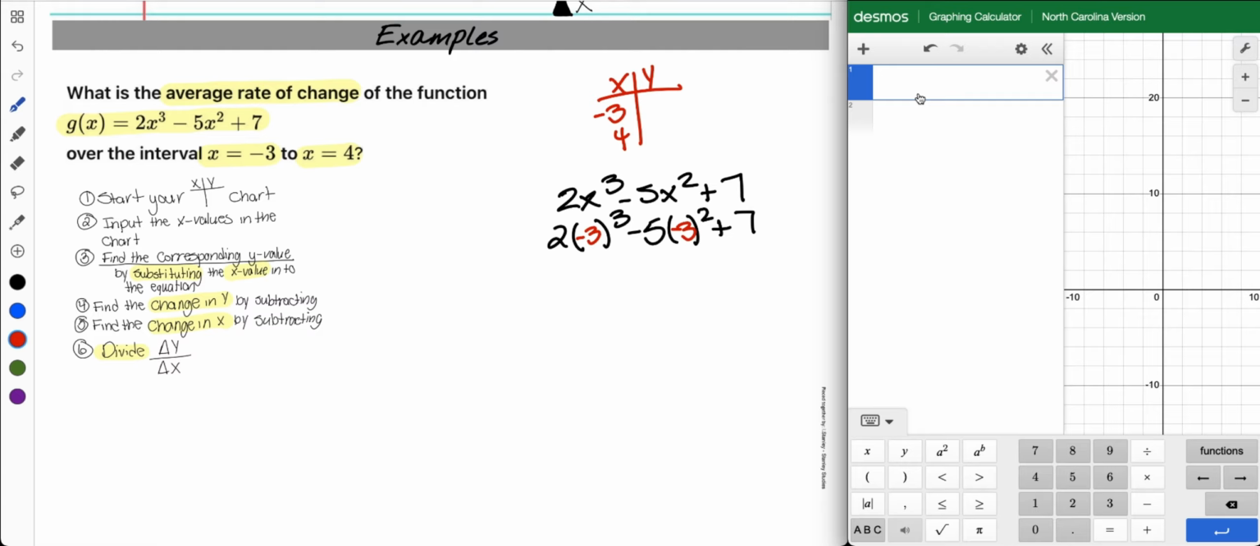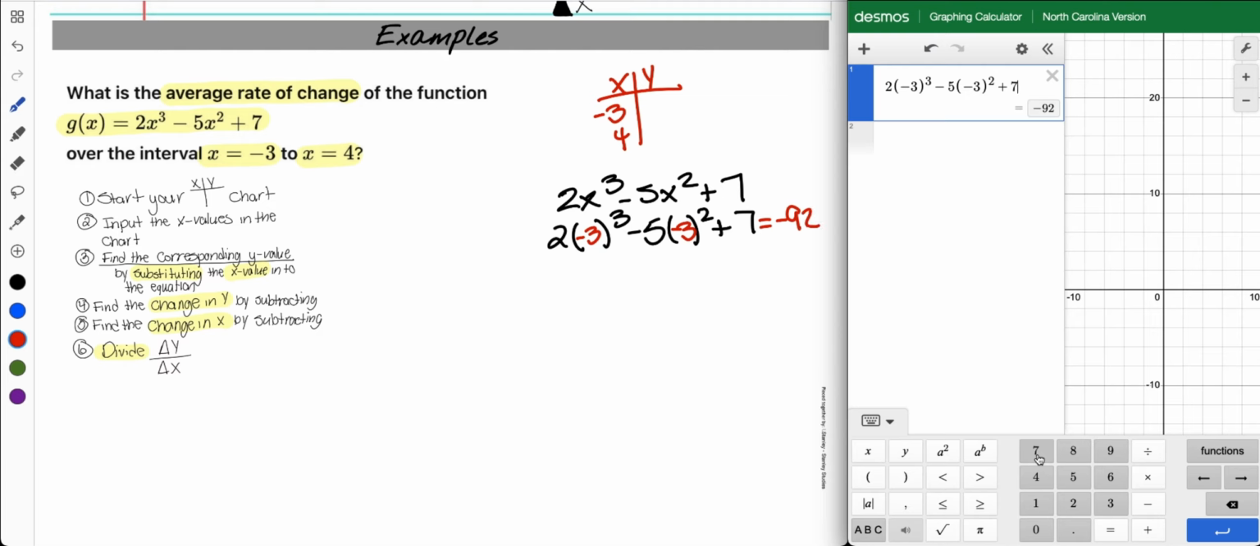Now I'm going to go to Desmos and I'm going to type that in. So in Desmos, I'm going to type in 2 parentheses -3, close that, and I'm going to raise it to the third power minus 5 parentheses -3, close that, and raise it to the second power plus 7. And that's going to give me -92.